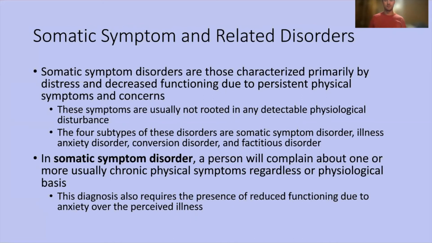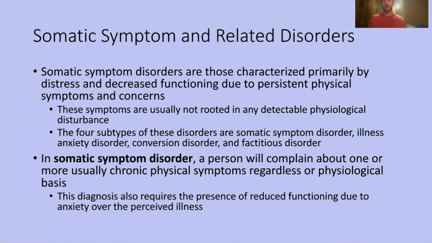The 4 subtypes of these disorders are somatic symptom disorder, illness anxiety disorder, conversion disorder, and factitious disorder. In the first one, somatic symptom disorder, a person will complain about one or more, usually chronic, physical symptoms, regardless of any physiological basis. For example, if a person gets chronic headaches and is constantly preoccupied with this, and it's causing them distress thinking about how much it's taking away from them, it's going to increase that anxiety.